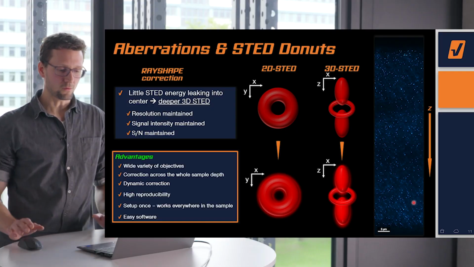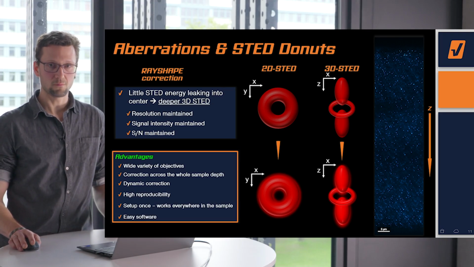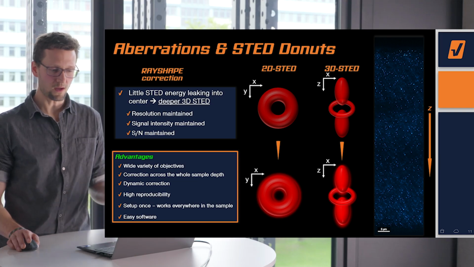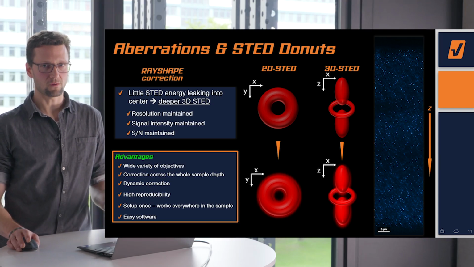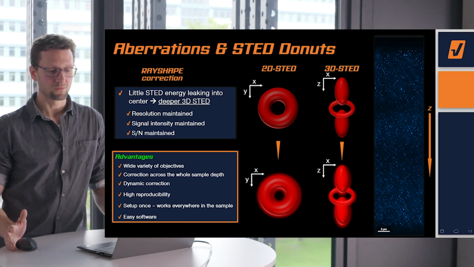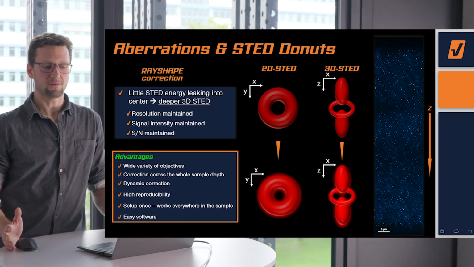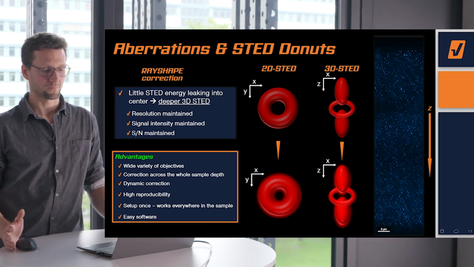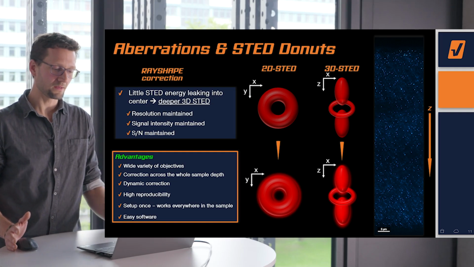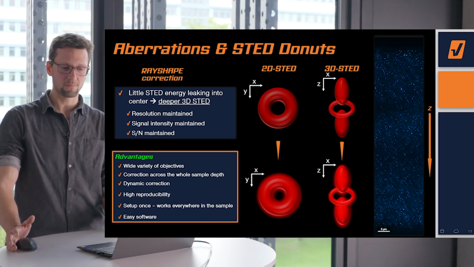And using RAYSHAPE comes with many advantages compared to other methods for aberration correction. First of all, it works with a wide variety of objectives, meaning that you always have the best possible resolution. We have a dynamic correction across the whole sample depth, which is dynamically applied during a running measurement. As the deformable mirror is an electronic device, you also have high reproducibility. With a sample that I have worked on before, I can even apply the same settings as before, and it more or less instantly works. So you set it up once at the beginning of your session, and it works everywhere in your sample. And finally, we have our very easy to use and straightforward Lightbox software, with very nice and easy RAYSHAPE integration.